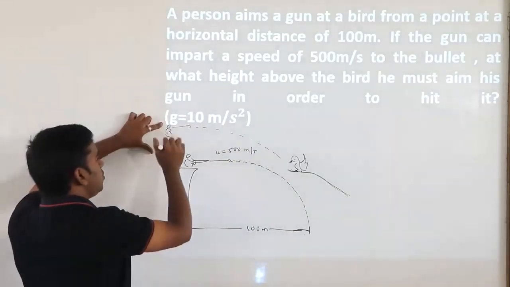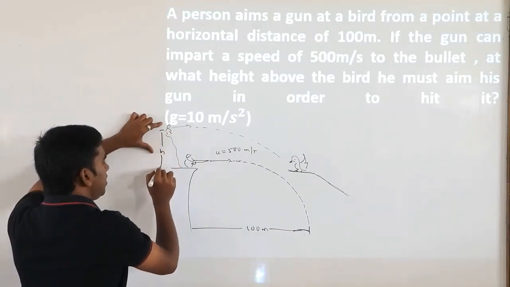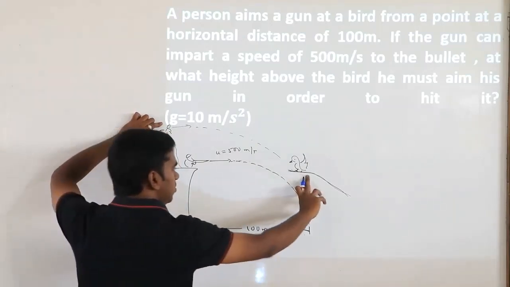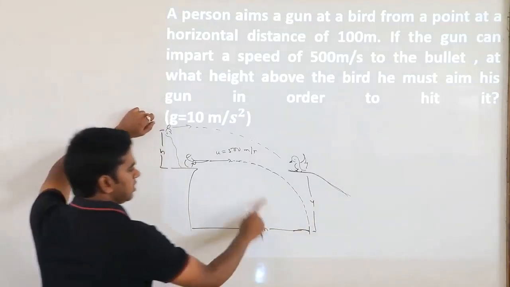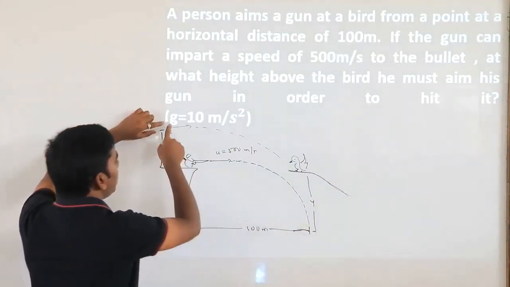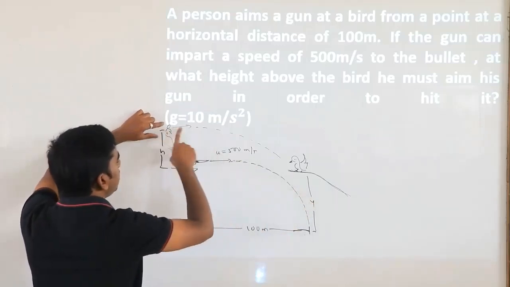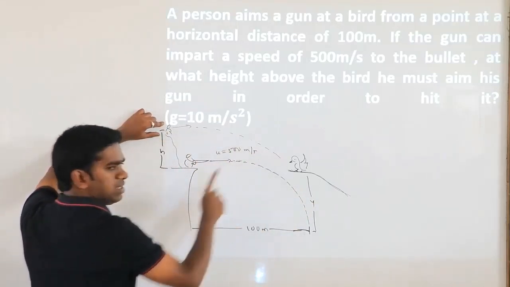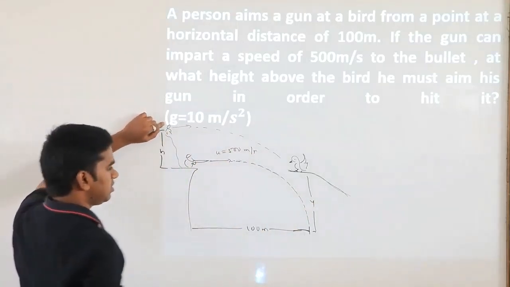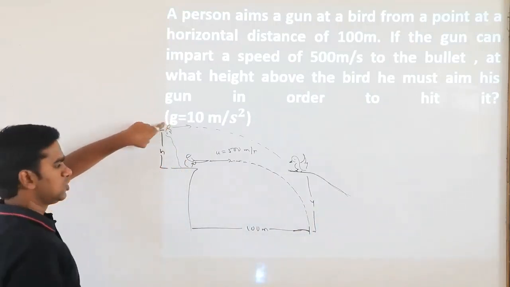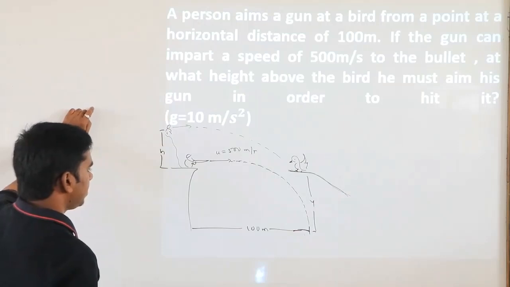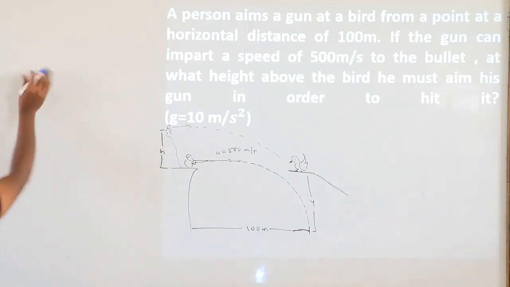How much height should he move? That should be equal to this one. Getting the point? Because the bullet is coming here. If you go at this much height over here, obviously the bullet will come over here. So if you calculate this y, that is equal to h. So we will see first what y is.